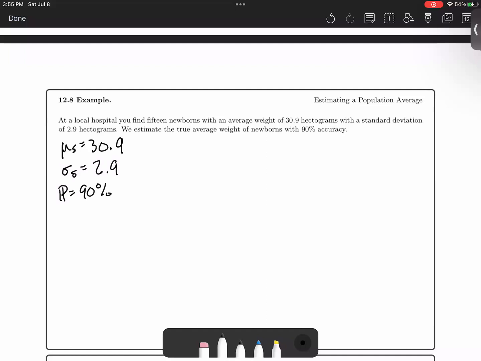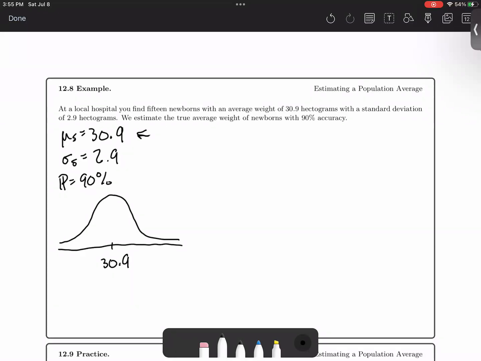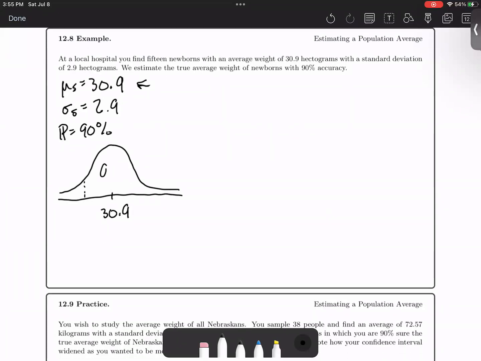Okay, so we're going to proceed in the exact same manner that we did with proportions. We're going to draw a distribution. And at the center of this distribution, because we're trying to estimate a population parameter, we're going to center it at our sample statistic, our best guess, 30.9 hectograms. Okay, and we want to be 90% sure. So we want to move to the left and to the right by some margin of error until we collect 90% of our probability, which means that we have 5% probability in that tail and 5% probability in that tail.